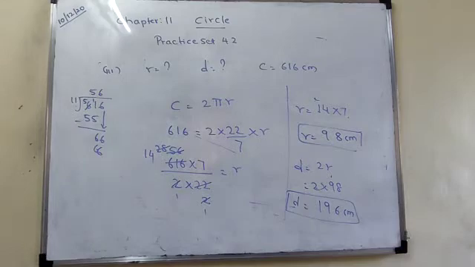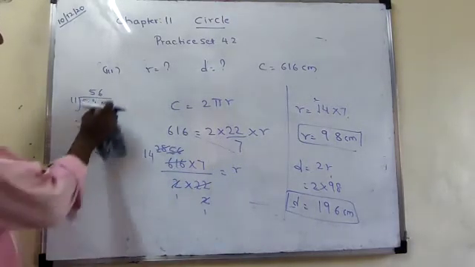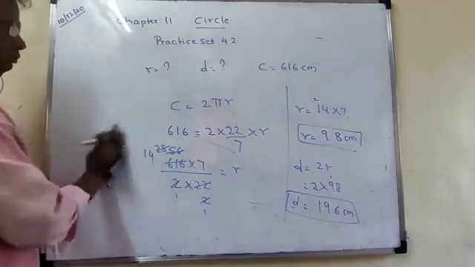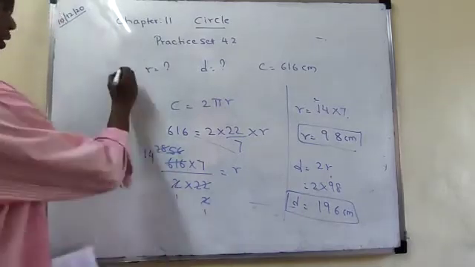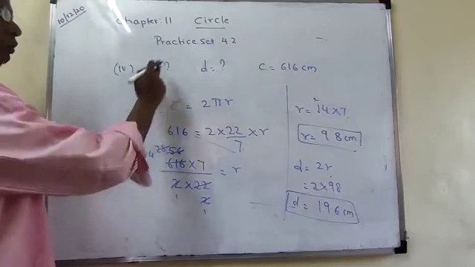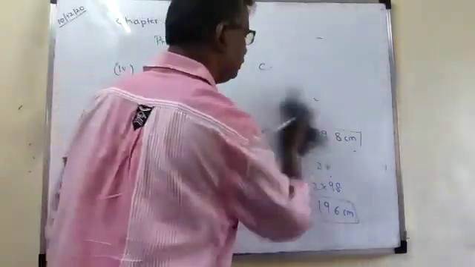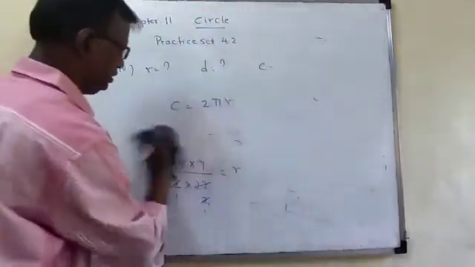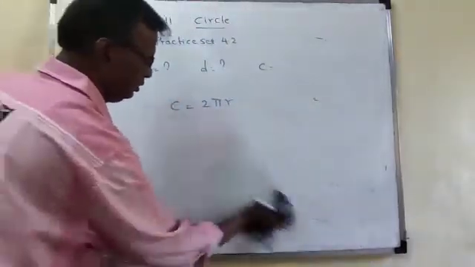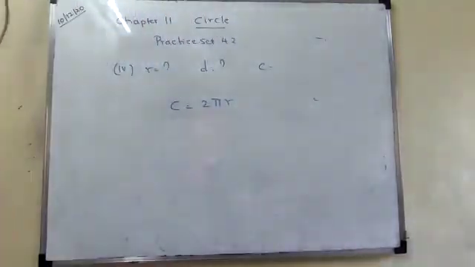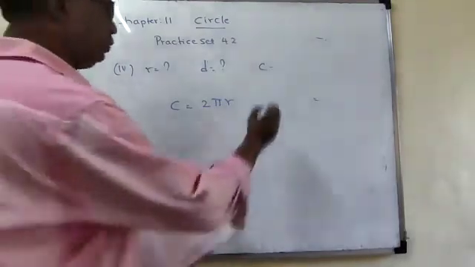Now fourth sum. It is the same sum but the values are given in decimals. Understand, students? Fourth sum. In the fourth, what is the question given? You have to find out the radius. You have to find out the diameter. Only what changes? The circumference changes. What is the circumference given? 72.6.